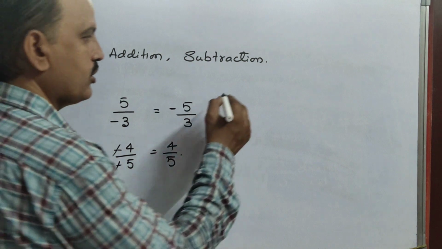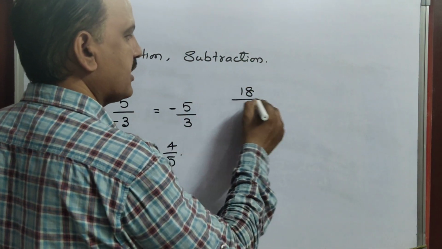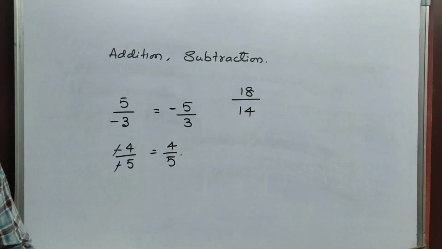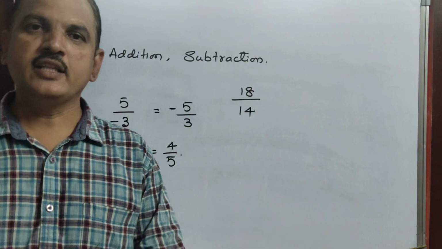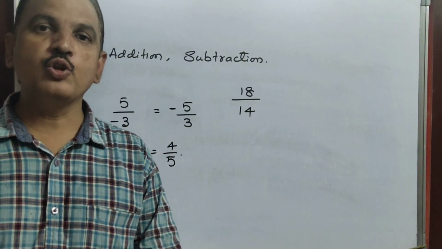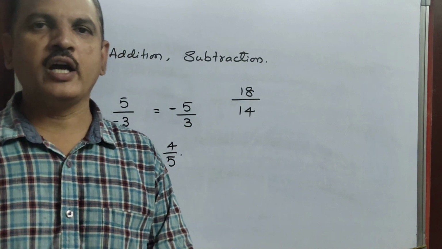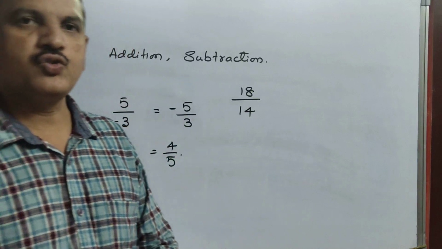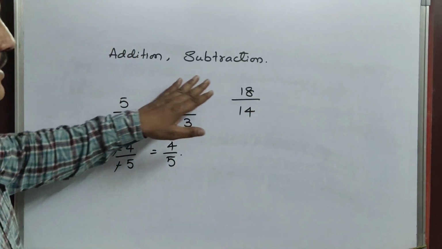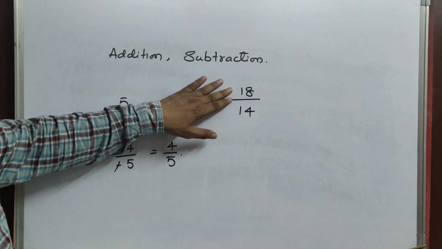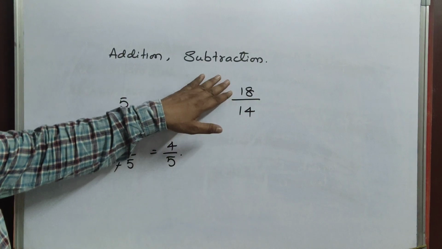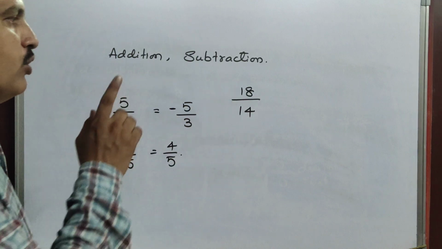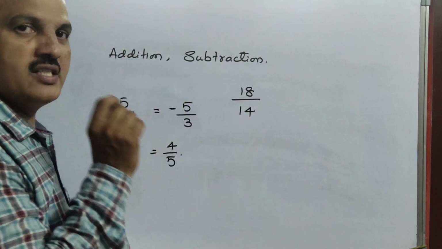And one more, children, suppose they give you a rational number like this, 18 by 14. Then they will ask you to reduce it into lowest form. What does reduce into lowest form mean? You have to see whether the numerator 18 and the denominator 14 are divisible in any table. But it should be possible only in the same table.